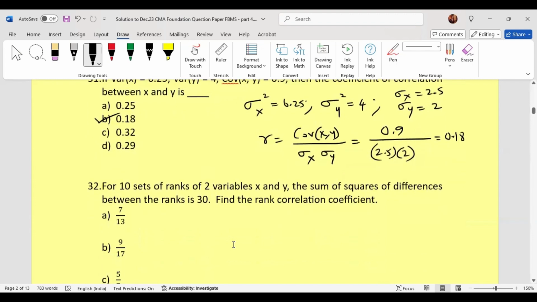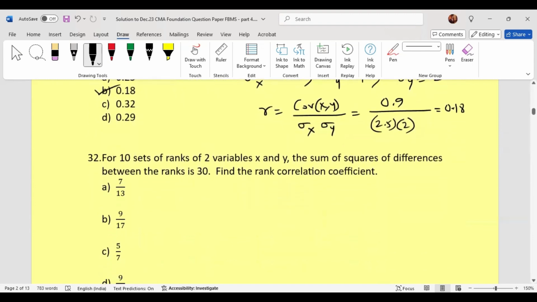Next one, question 32. If 10 sets of ranks of 2 variables x and y, the sum of squares of differences between the ranks is 30. So what is given? D square is given because they say sum of the squares of the differences, means rank x minus rank y, the whole square, which we call it as d square. That is given as 30. And then pairs of observed 10 sets, so n is 10.